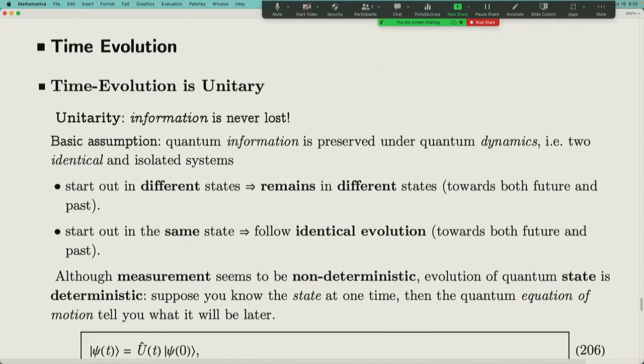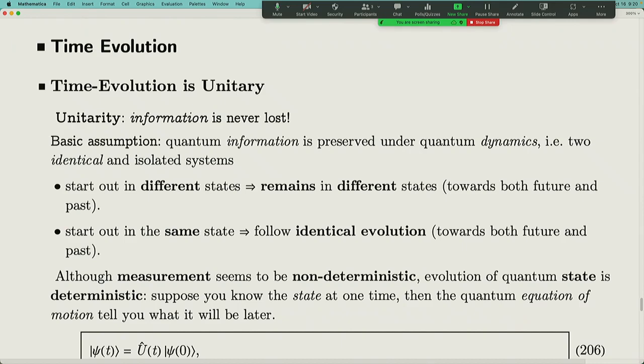That means if you have two identical and isolated systems, and you have an evolution process, you do it here and you do it there. You build two identical systems, isolate them, and then do the experiment under the same conditions. Then if you start from different, distinct initial states, this difference will remain.